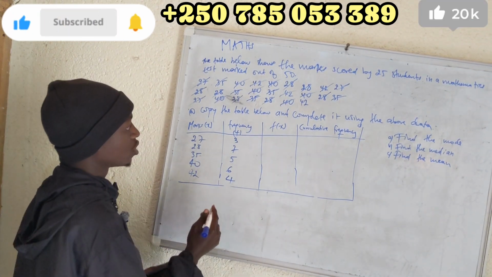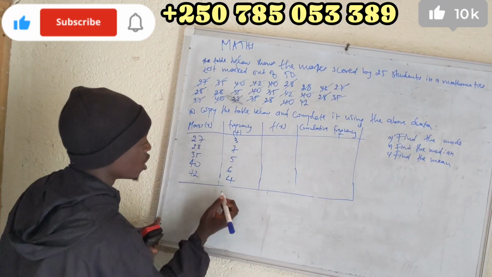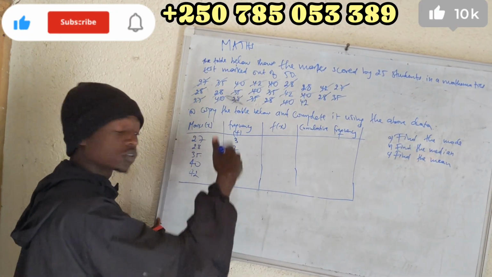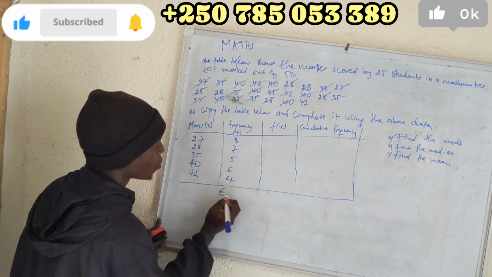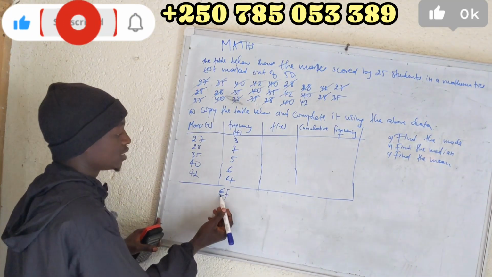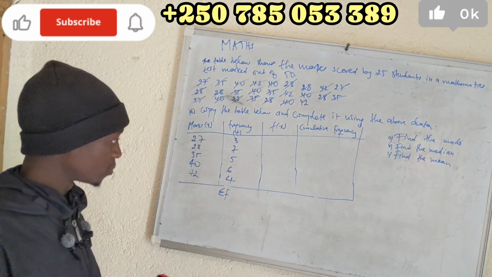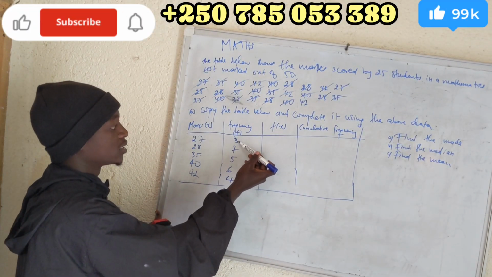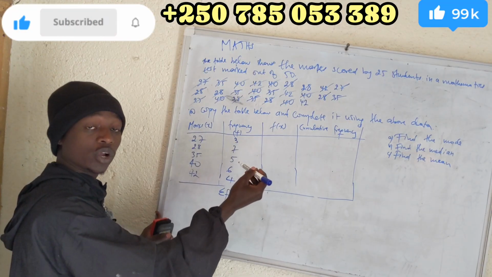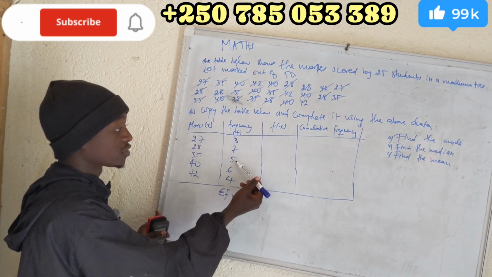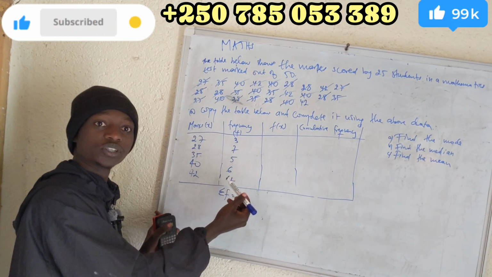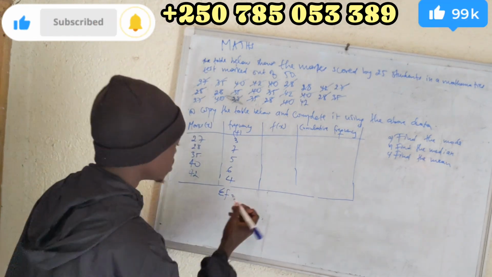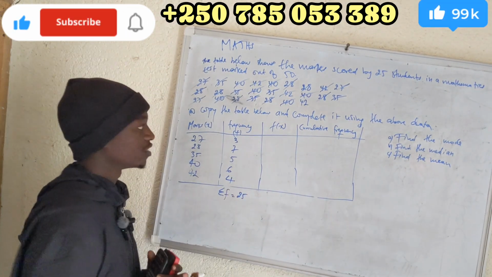Okay. So what we are going to do is make the sum of these students, the sum of f. This symbol stands for sum. If we add 3 and 7, we get 10. 10 plus 5, 15. 15 plus 6, we get 21. 21 plus 4, we get 25. So here we have 25.